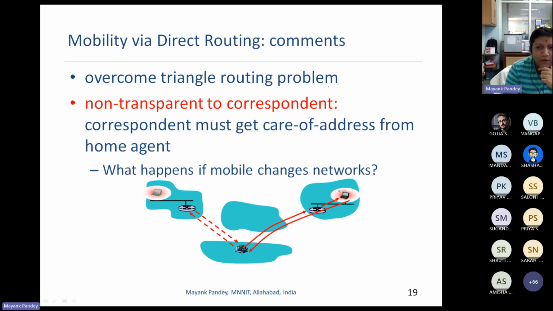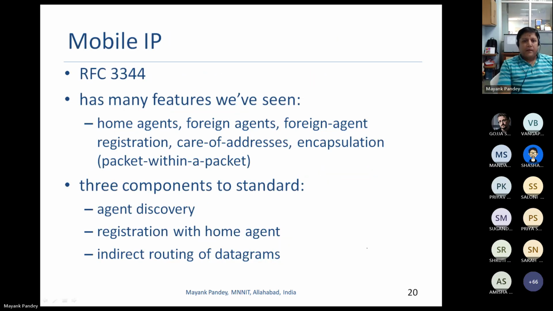As I told you, it can overcome the triangular routing problem, but it is not transparent to the correspondent. The correspondent node must get the care-of address from the home agent. Now, if the mobile changes the network again, there would be an issue. The current foreign agent will become the home agent, and that home agent will inform about the new foreign network, and this keeps on happening.